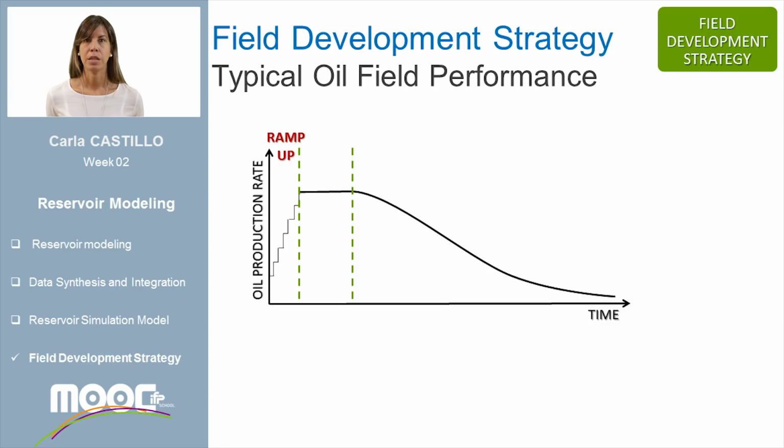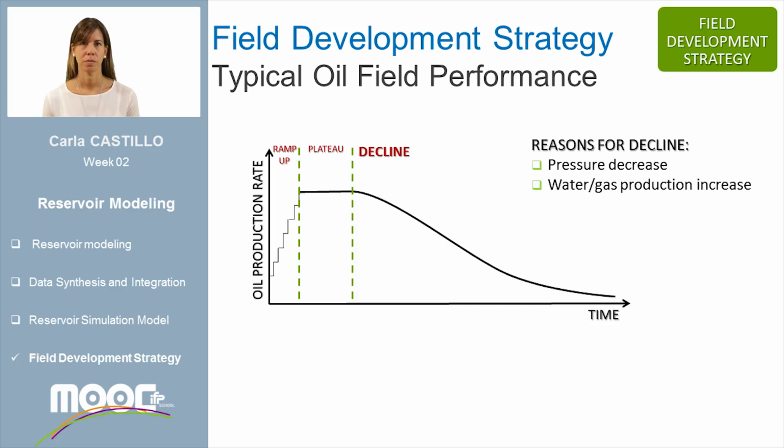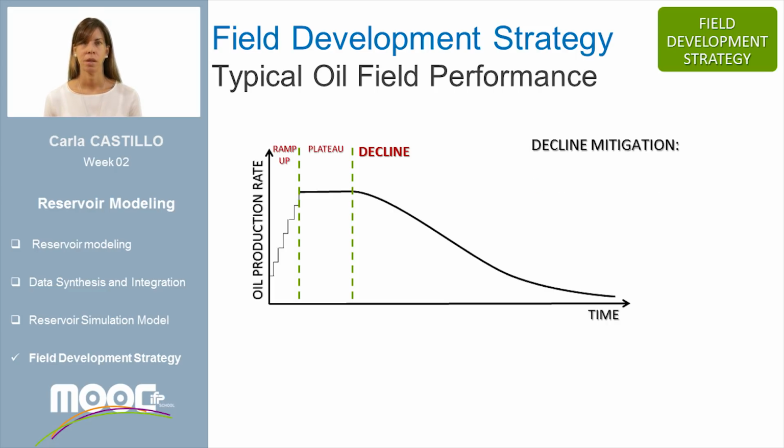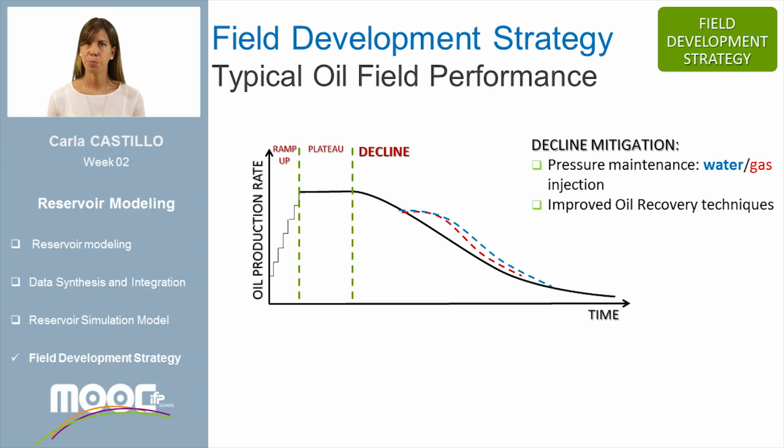The second step in the field development plan involves the prediction of the production profile. A typical production profile includes a ramp-up phase related to the increased number of wells. This plateau rate is usually fixed as a percentage of the estimated ultimate reserves, and a decline phase due to pressure decrease and to an increase of water and gas production. This phase might be mitigated by water or gas injection or any improved oil recovery technique detailed later on.